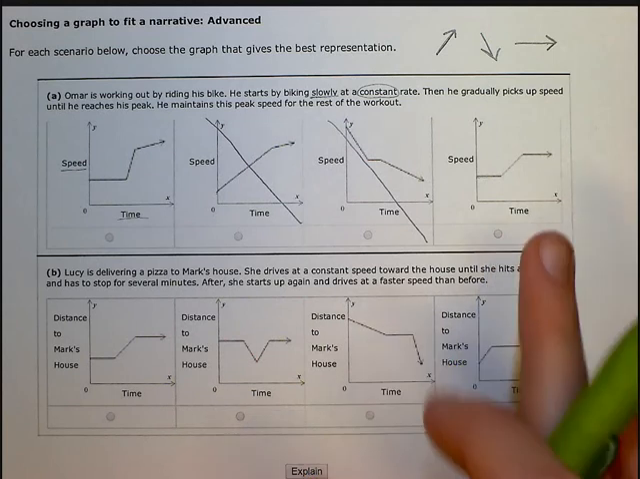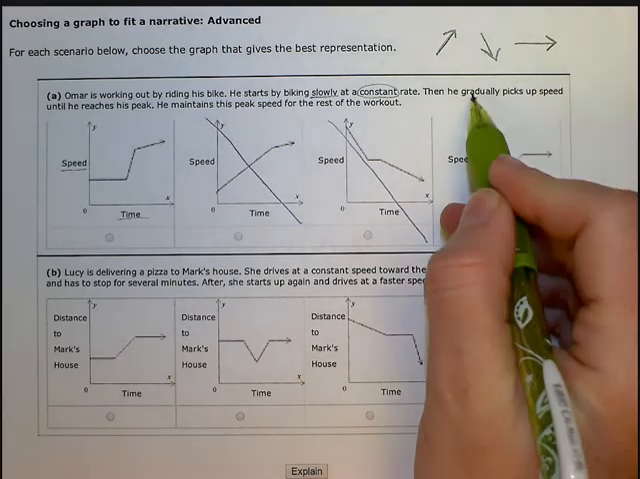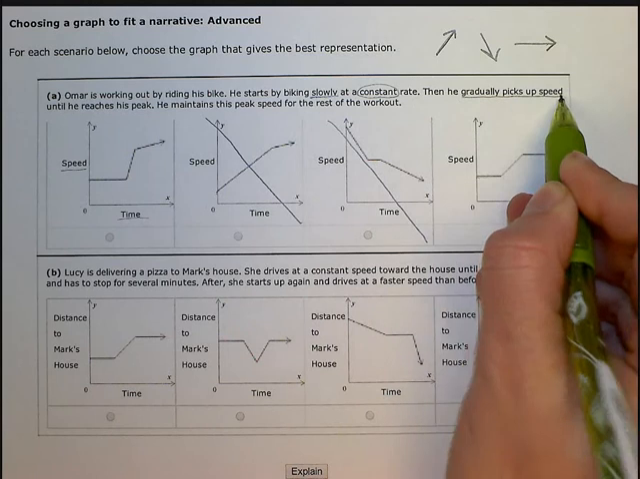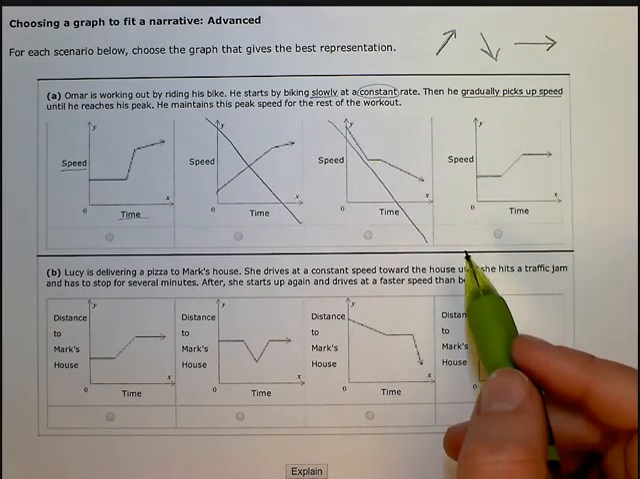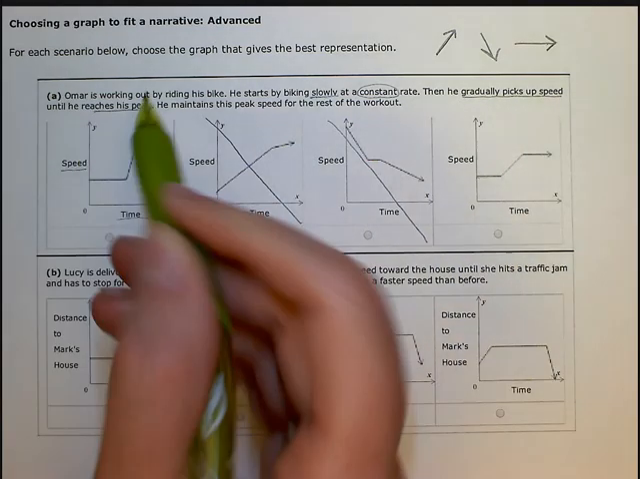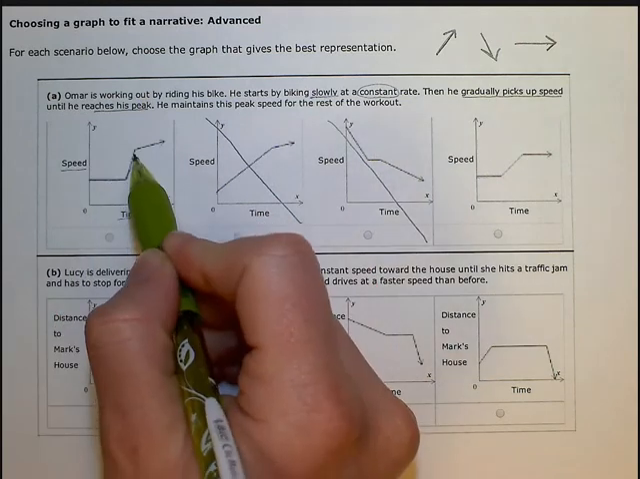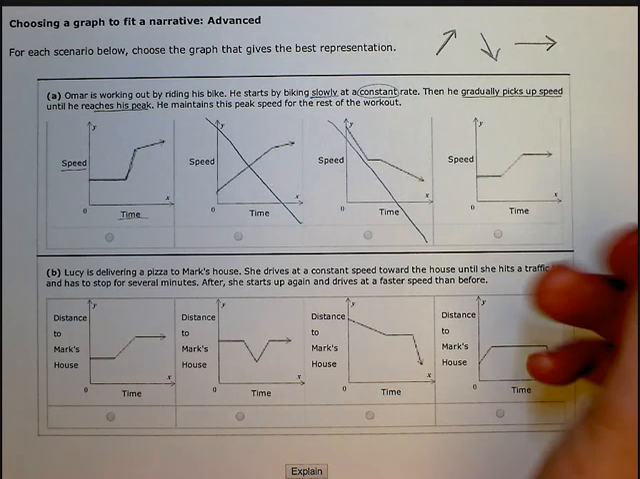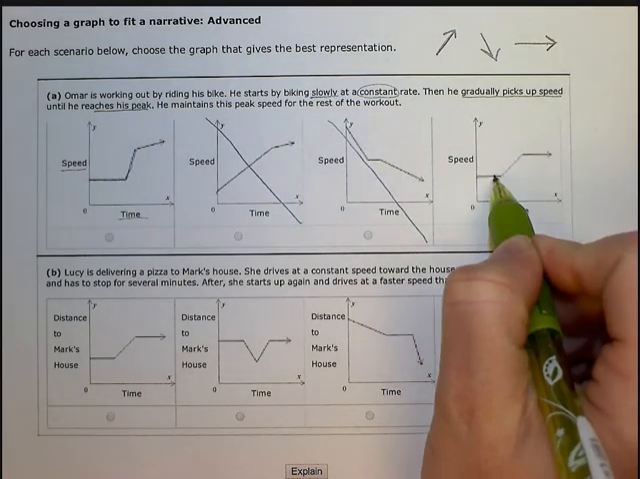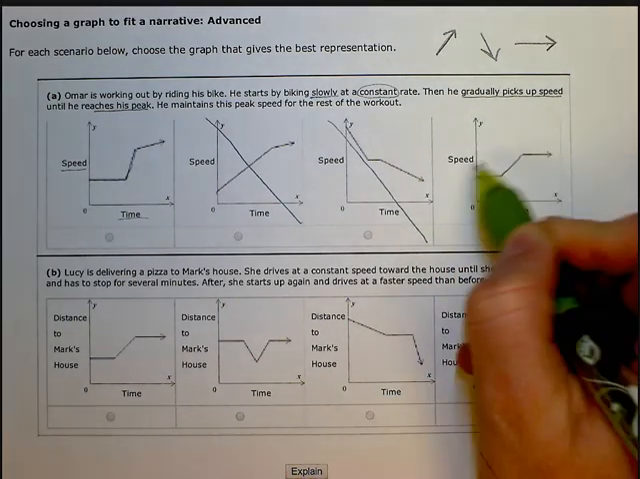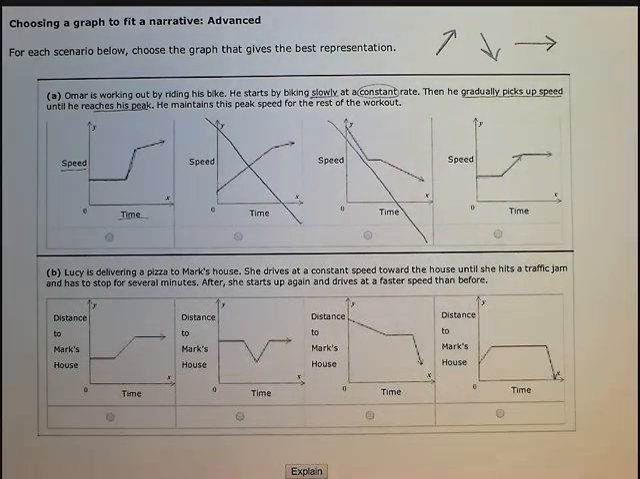So let's continue the story. Then he gradually picks up speed. Okay, so he's going to be increasing speed until he reaches his peak. All right, so he's going constantly, and then he's increasing his speed. So far, that one could be it. Here, he's going constantly, and then his speed increases, okay? So that one could be it as well.